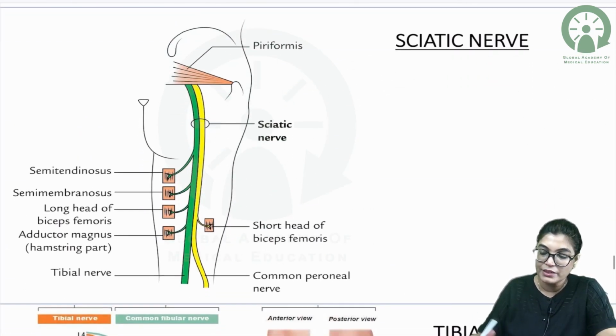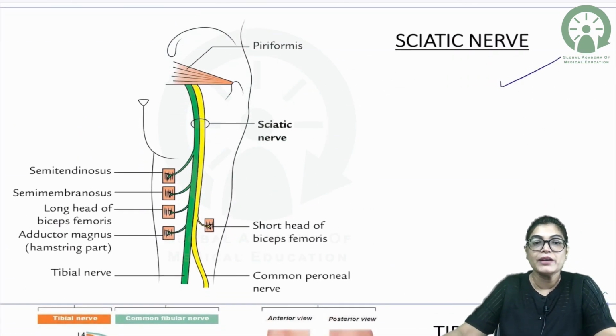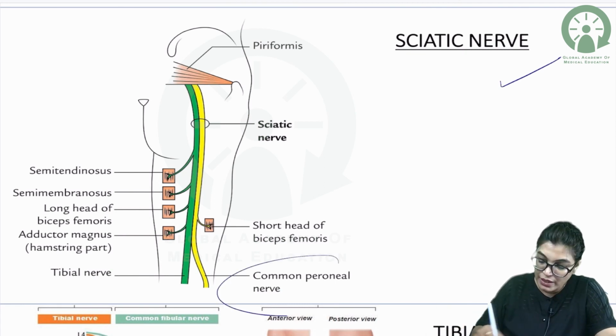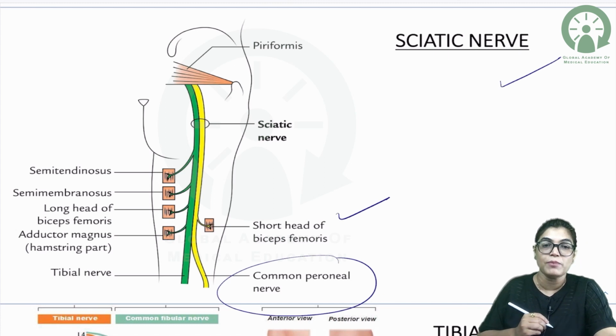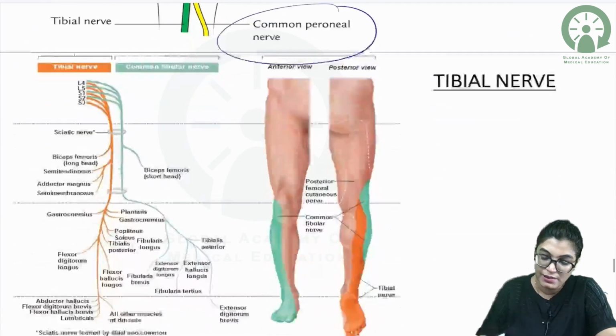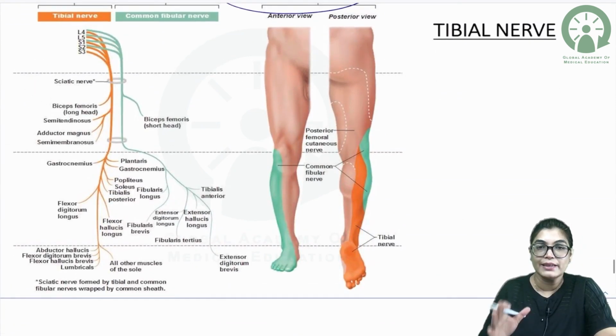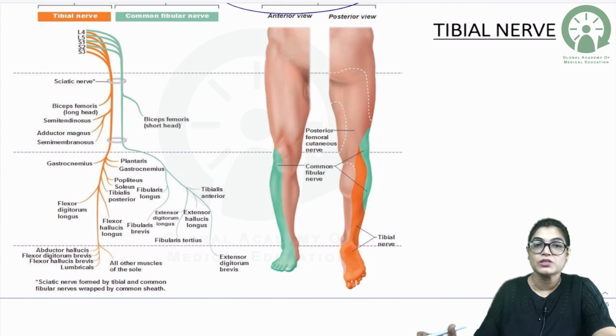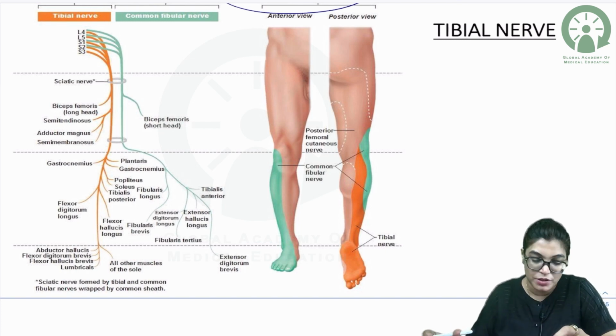Sciatic nerve, we have already told, is formed by the ventral rami of L4, L5, S1, S2 and S3. The common peroneal component is giving innervation to short head of biceps femoris. Tibial component is giving innervation to hamstring muscle. Now, I also want to tell that if I am talking about tibial nerve, this is the larger terminal branch of sciatic nerve giving innervation to the muscles of posterior compartment of the leg, and the common peroneal nerve is the smaller terminal branch.